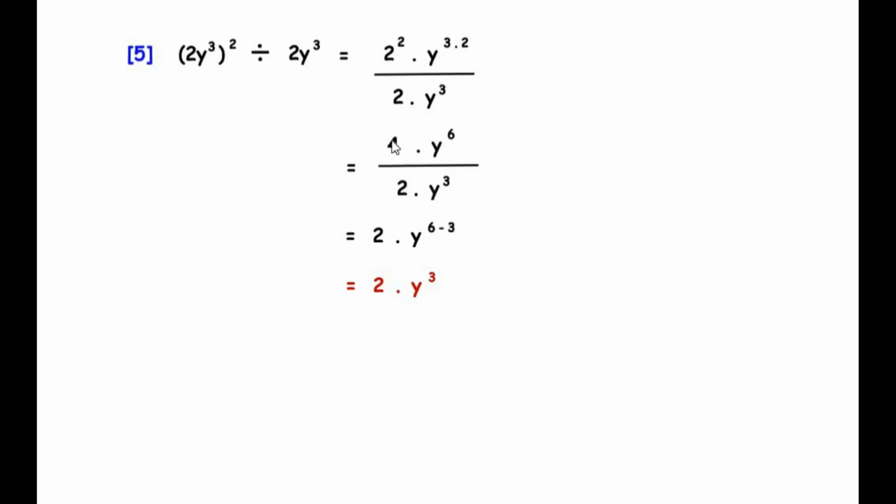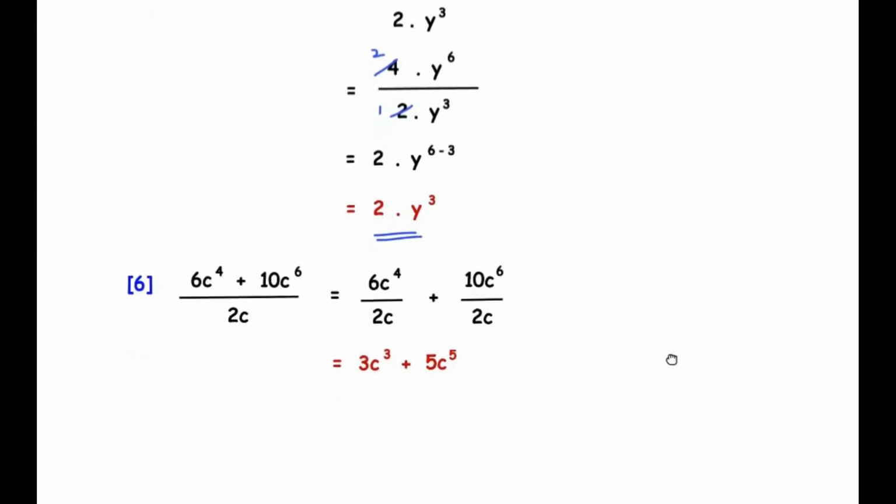Now here 2 divides 4, that is 2 1 times is 2 and 2 2 times is 4, and here using the division law, we are going to get y to the power of 6 minus 3. So finally we get the answer as 2 times y to the power of 3. So this is going to be our answer.